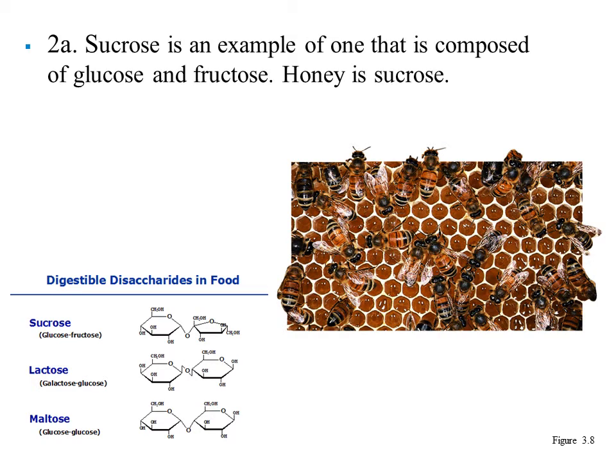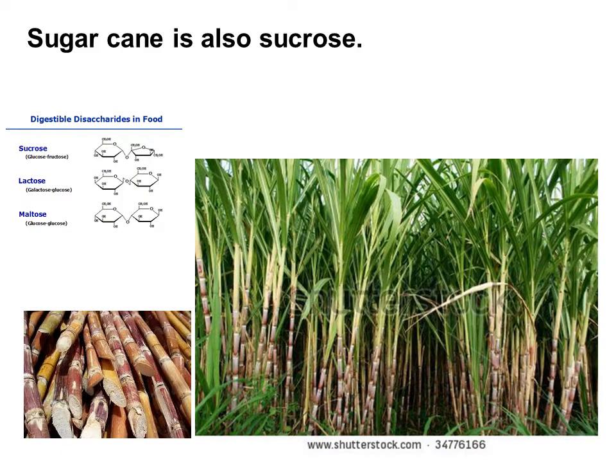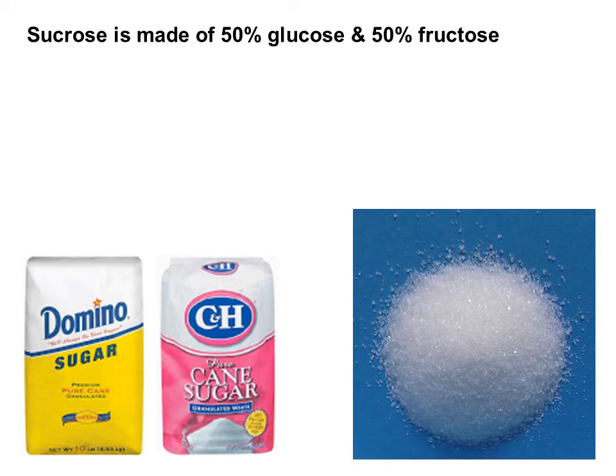So the first disaccharide we will look at is sucrose. Sucrose is an example of a disaccharide, and it is composed of 2 monomers linked together through a covalent interaction. This glucose and fructose will form honey. Sucrose is also found in sugar cane. The actual molecule sucrose is composed of 50% glucose and 50% fructose.